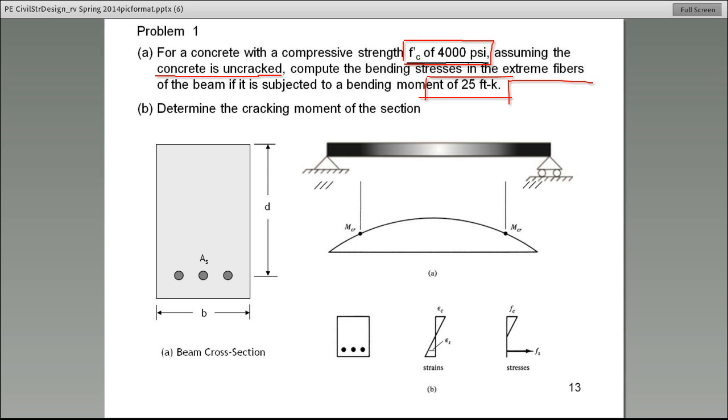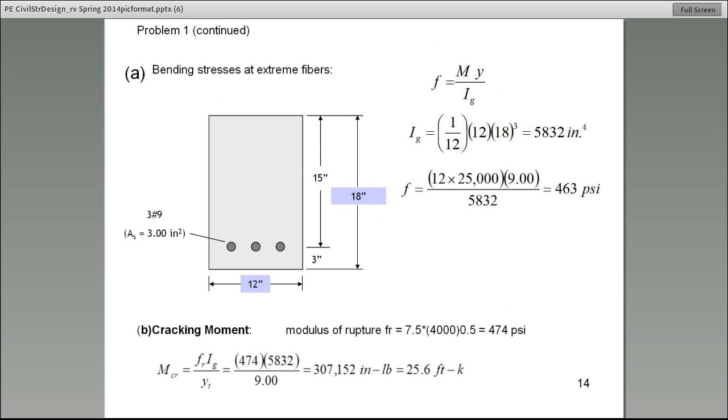What is it that we are trying to solve for? Bending stress. So what is the equation? Let's go to the next slide. There it is. Do you agree? Okay, good. So this is the equation that we apply. It's concrete, so the flexural stress is equal to My over I sub G.